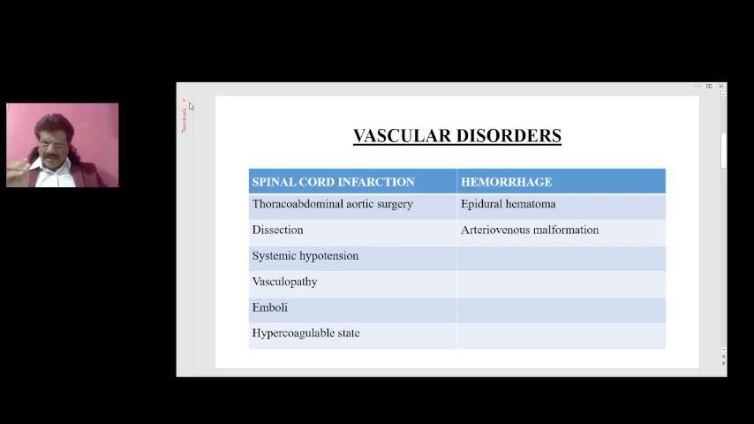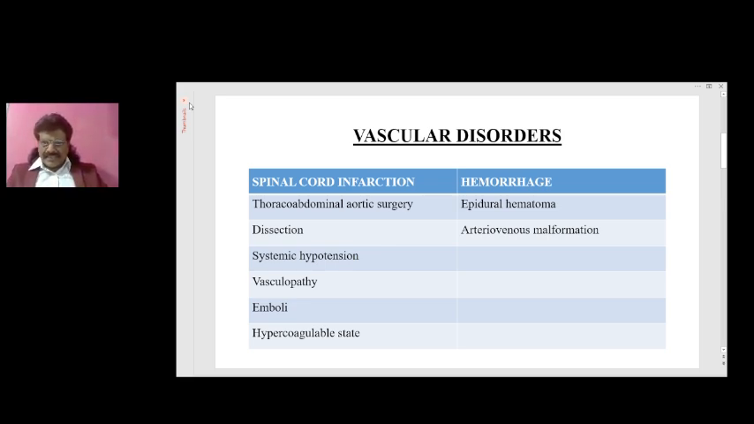Amongst the spinal cord infarction, we have the disorder, spinal cord infarction associated with thoraco-abdominal aortic surgery. We all know that the radicular feeding arteries of the spinal cord come from the aorta, and therefore if there's a problem with the thoraco-abdominal aortic surgery, the feeding arteries or the radicular artery supplying the spinal cord can get affected and can result in spinal cord infarction.